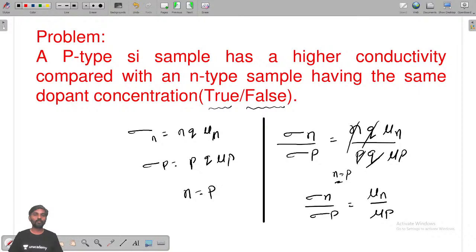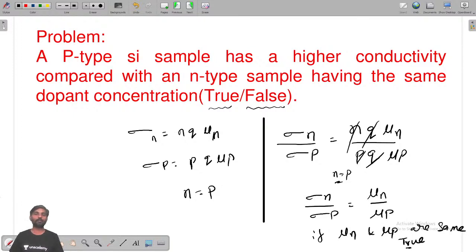Sir, what is mu n and mu p for silicon? Now what is mu n and mu p? If both of them are the same, if mu n and mu p are the same, then this statement is true.